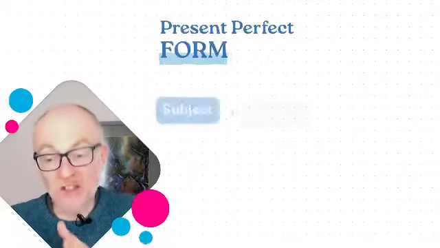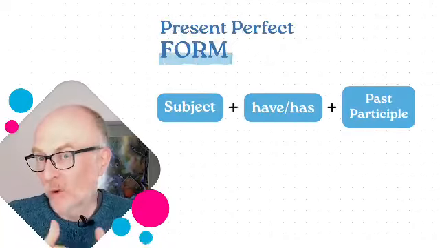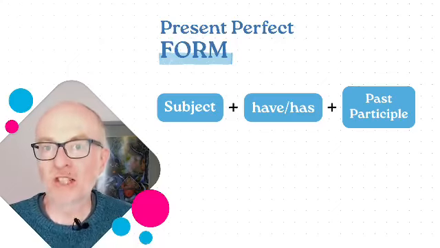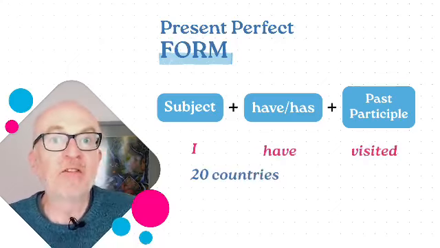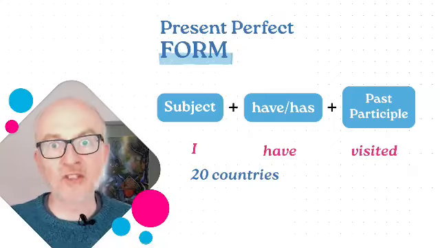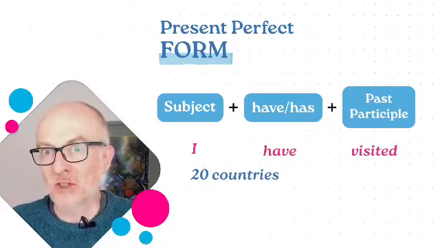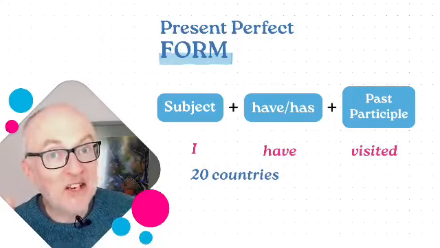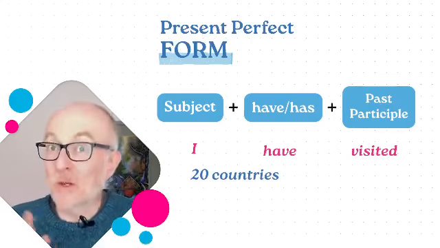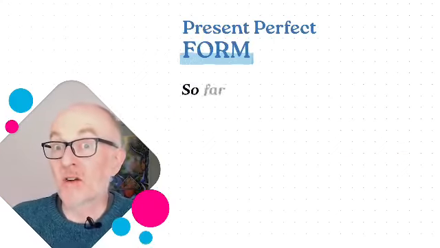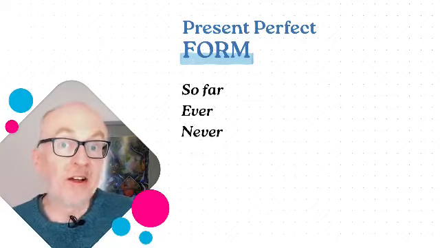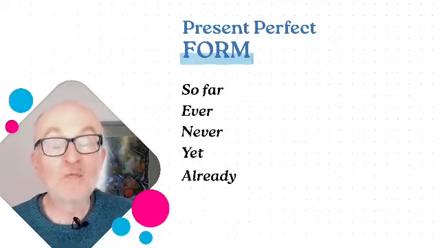And the form is the subject plus have or has and the past participle. I have visited 20 countries in my life so far. And there's another clue. With the present perfect, we often use words like so far, ever, never, yet, already. This is one of the main uses. There are others, and there's a link to other videos here to help you with that. But now let's move on.